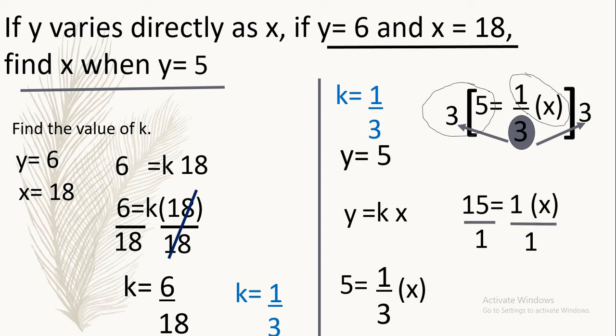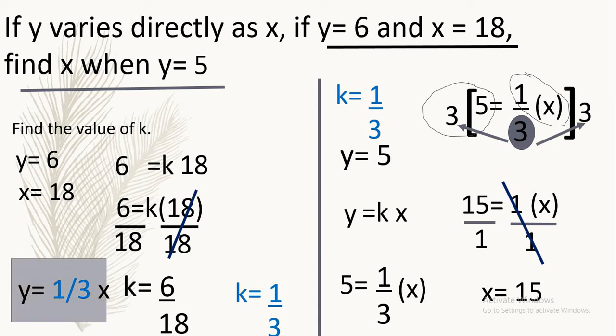Okay? Ayan. Naku, pinakita pa pala. Alright? Pero hindi na kailangan gawin yan kapag 1 yung inyong katabi ng variable. Okay? So, pinakita lang natin para lang doon sa procedure. So, x is equal to 15 because 15 divided by 1 is 15. And our equation of variation is y is equal to 1/3 x.